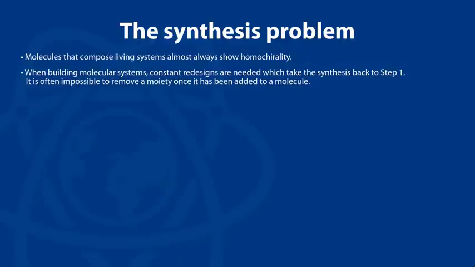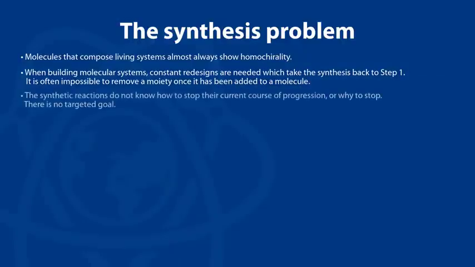Not all reactions are in equilibrium the same in the forward reaction as in the reverse reaction. So for someone to claim that they're all reversible with an equilibrium constant of 1 or something is utterly ridiculous. You can have an equilibrium constant easily of 10 to the 5th, 10 to the 6th, 10 to the 7th. Molecules don't always go back. The synthetic reactions do not know how to stop their current course of progression or why to stop. There's no targeted goal in abiogenesis.